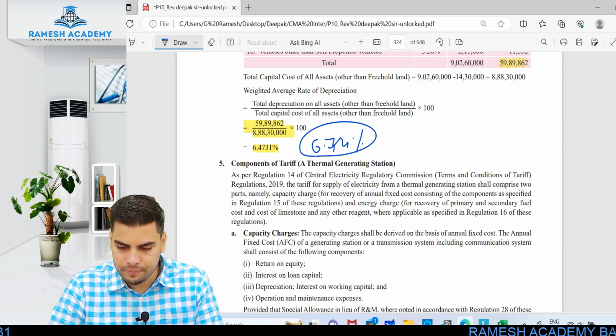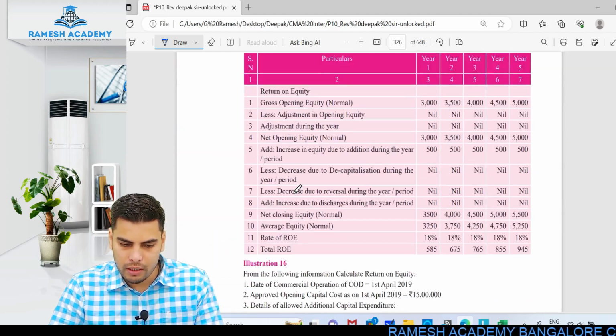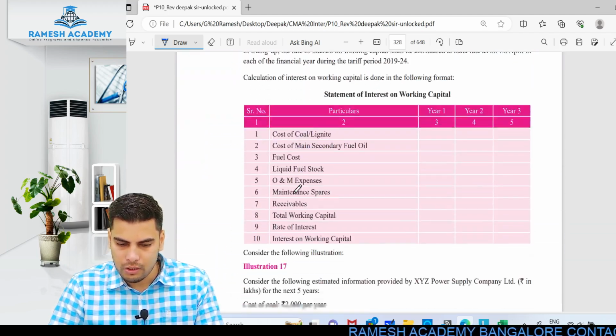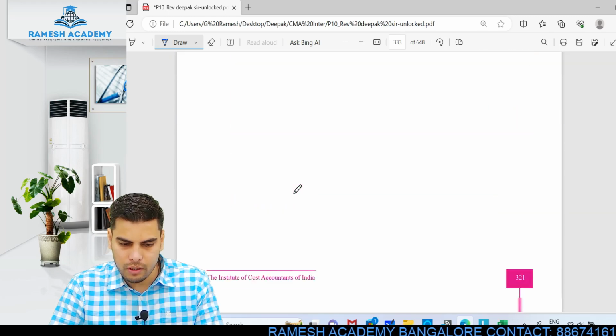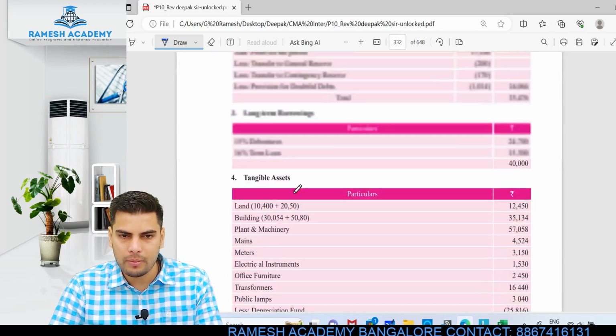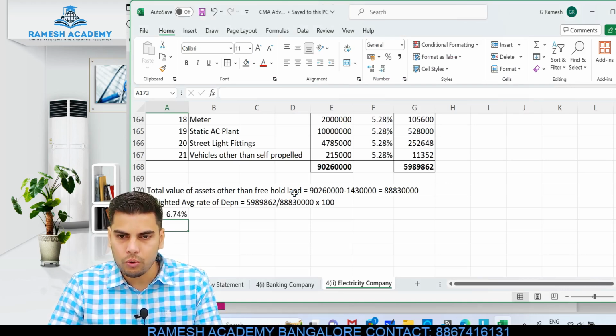Is this clear? Hope you guys understood this. Anybody having any doubt, any confusion? All right. A little more aspect has been left over and quite a few illustrations are left over. So probably in the next class, we should be able to complete this electricity company. By that time, just go through whatever we have discussed in today's class. All right. Thank you so much, guys.